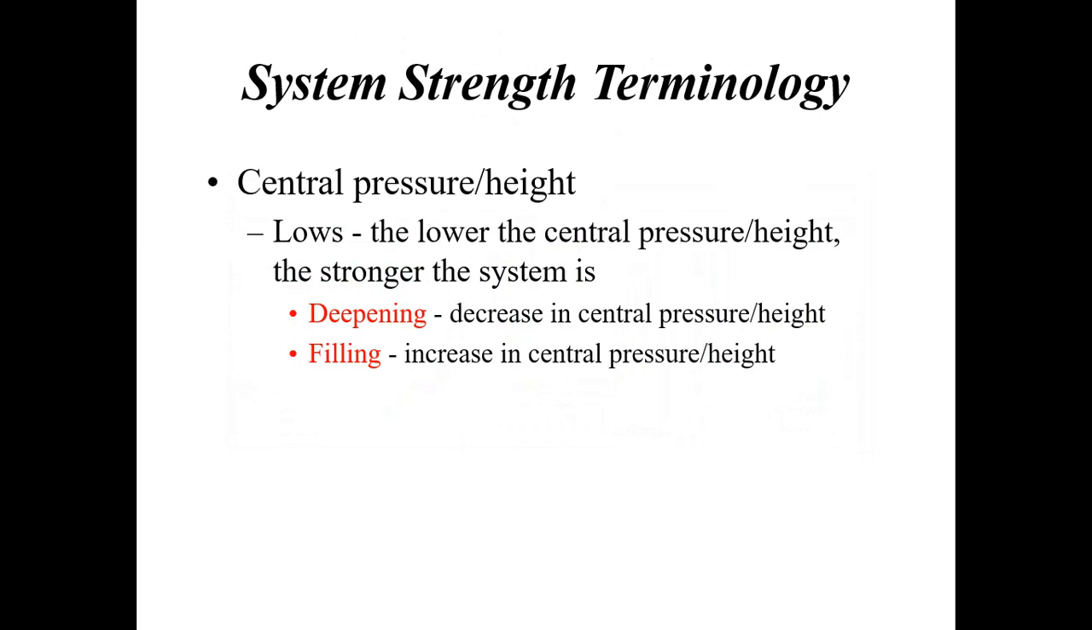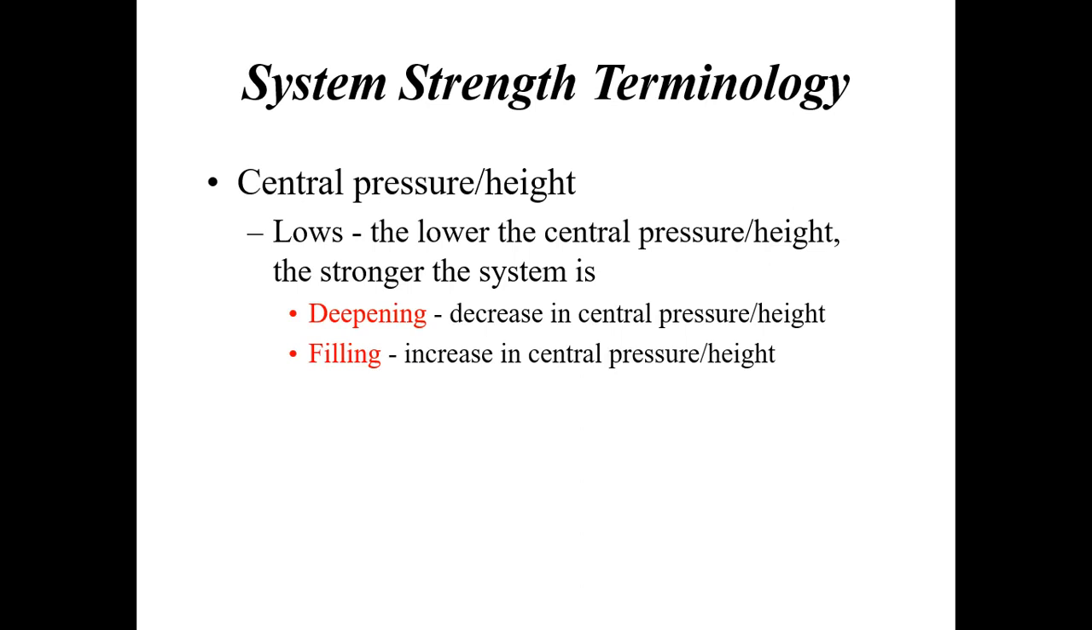All right, so with system strength terminology, we also have to talk about central pressure as well as central height. Now I refer to height when I talk about upper level charts: 850 millibars, 700 millibars, 500 millibars, 300 millibars. 850 millibars is about 5,000 feet as a reference for you. 700 millibars, standard level, is 10,000 feet. 500 millibars, 18,000 feet above the ground. And then 300 millibars is way, way high up there, 30,000 feet, where the jet stream typically resides. When I talk about height, I'm talking about those upper level charts.